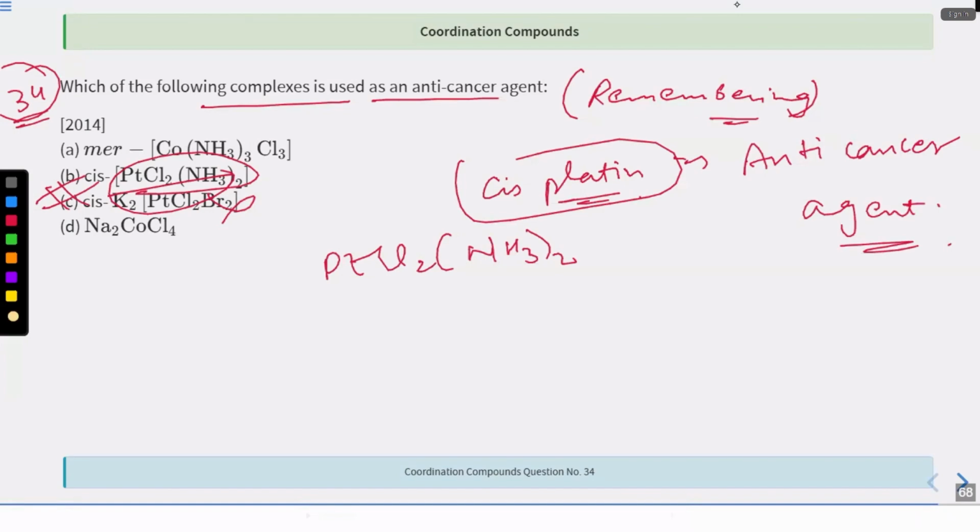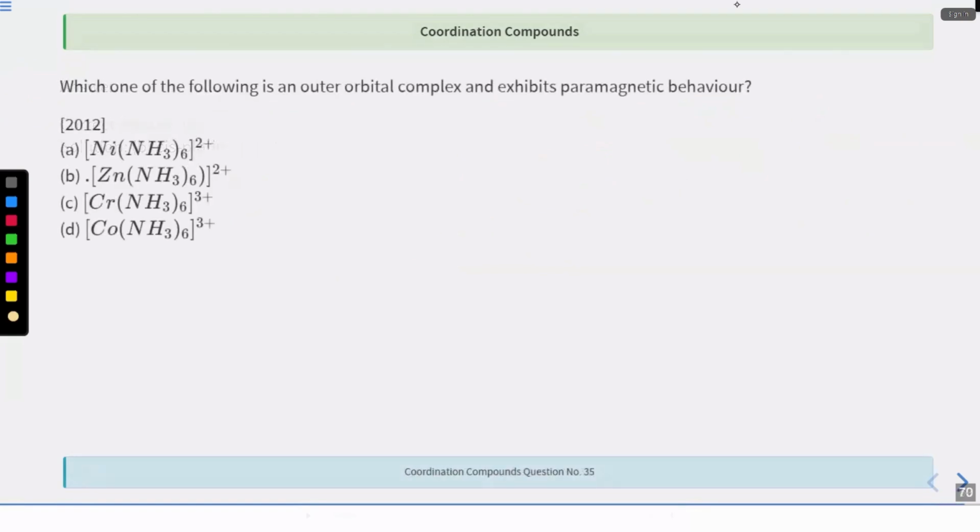So moving on to the last question for today. Question number 35. Which one of the following is the outer orbital complex and exhibits paramagnetic behavior? Okay, so again I need to draw.